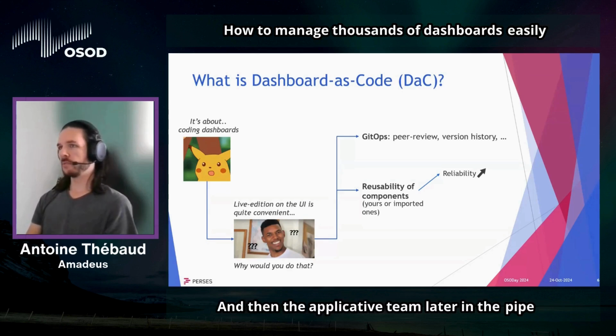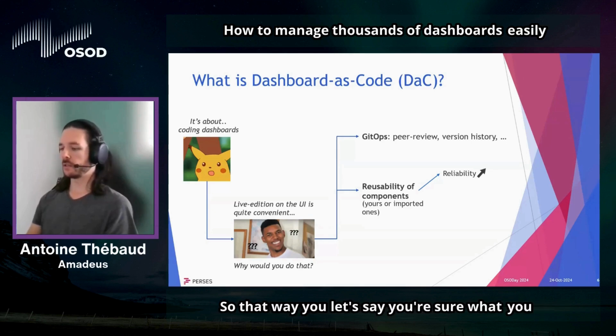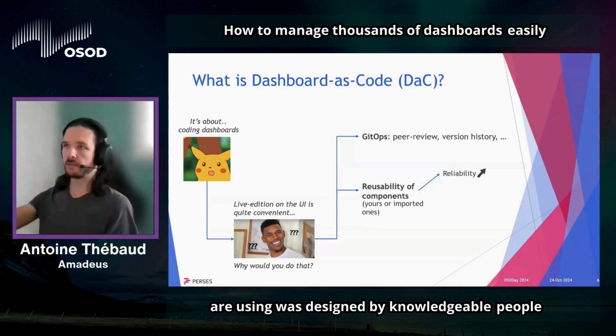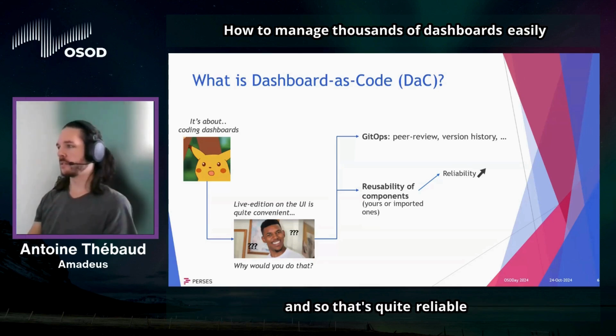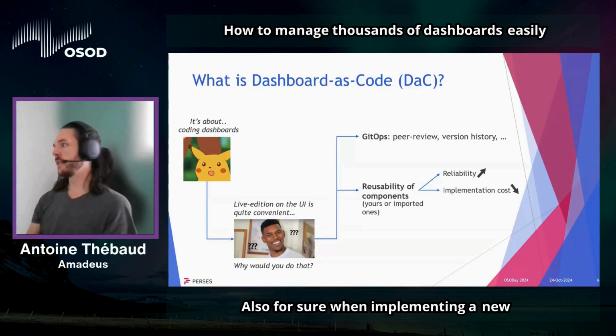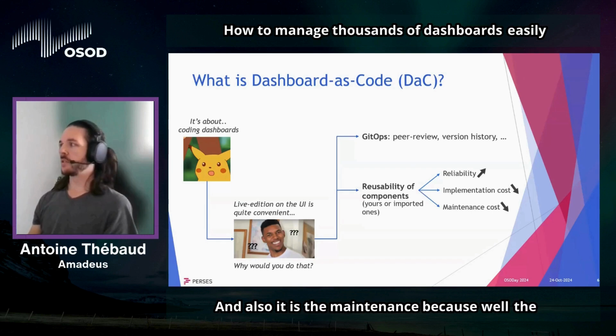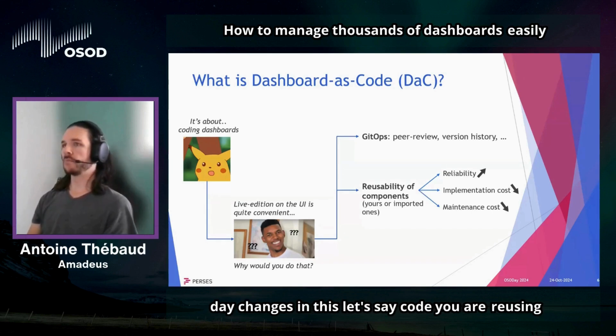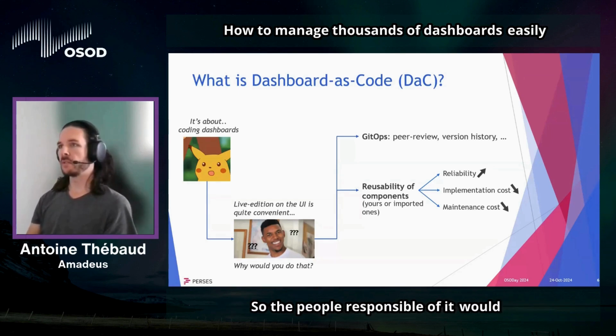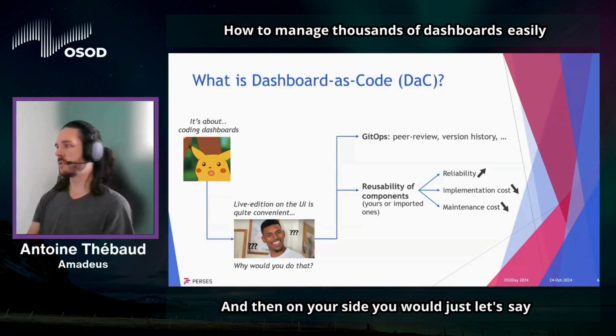Then the application team later in the pipeline would import these pieces of code and use them in their own dashboard. That way, you're sure what you are using was designed by knowledgeable people, so that's quite reliable. Also, when implementing a new dashboard, it decreases the implementation cost because you are reusing existing code. It also eases the maintenance, because the day something changes in the code you are reusing, the people responsible for it would update it, and on your side you would just update the dependency, and that's it.